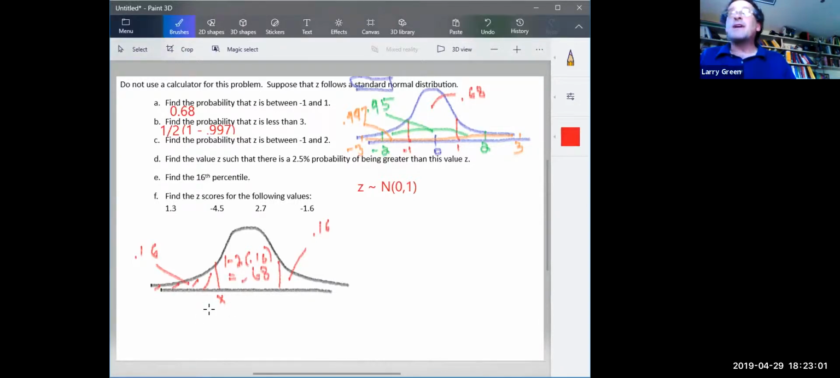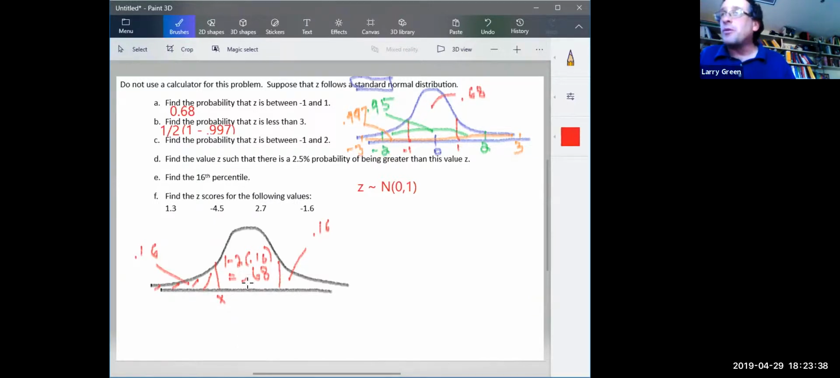And now we can tell what the 16th percentile is. So what is that value of X? The hint is just look at the picture. You can't have an area that's negative. You can't have an area that's negative 0.68, right? That doesn't make any sense. These are areas. I'm not sure how you got the negative, but 1 minus 2 times 0.16 is 0.68.